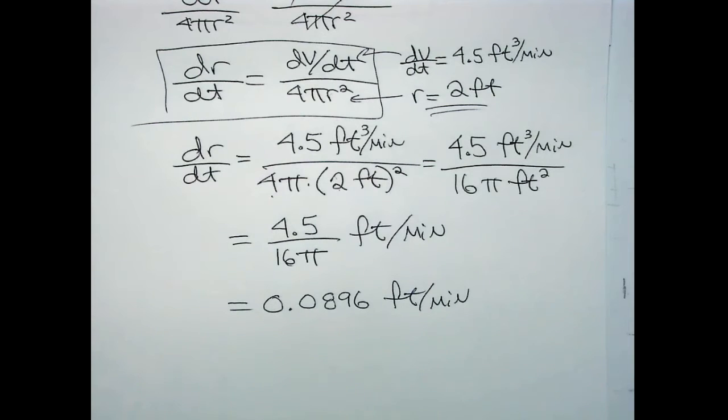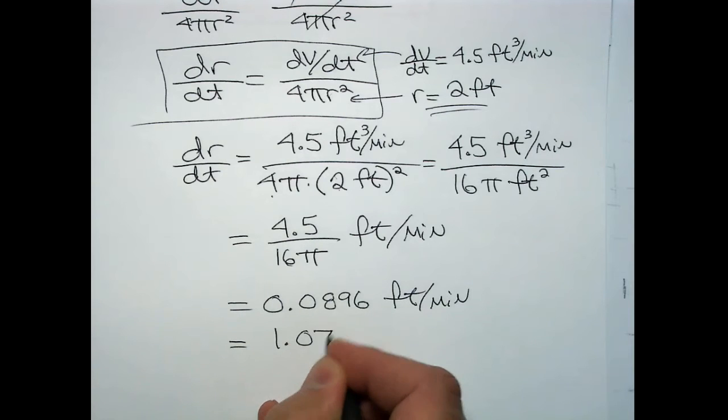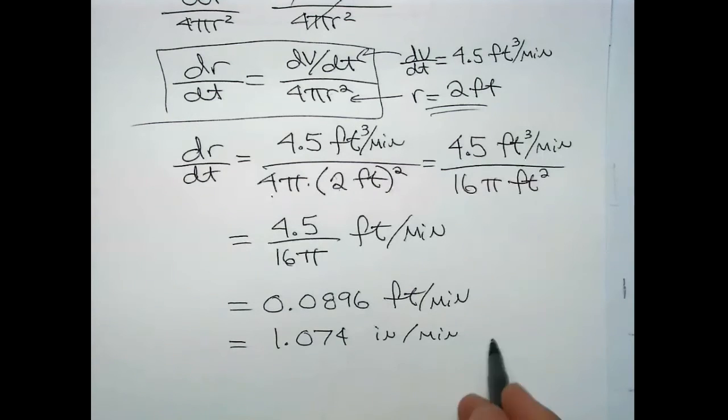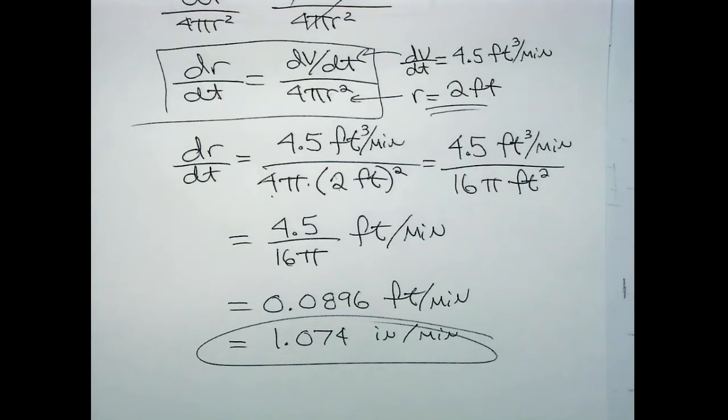All right, so it's 0.0896 feet per minute. Wasn't as fast as I thought. And that relates to 1.074 inches per minute if you want to multiply by 12. It's not that fast. But presumably, when the radius gets to be way out here at 10 feet, that same breath of air will not make the radius move that fast. I'm expecting it to be quite a bit slower.